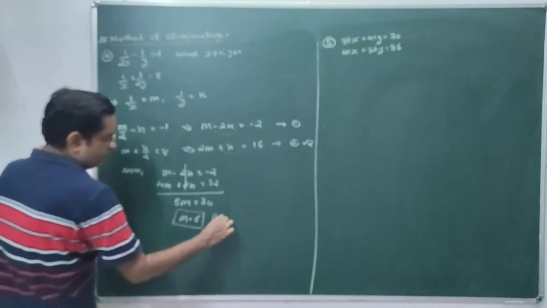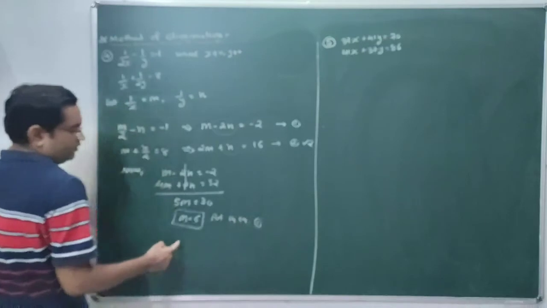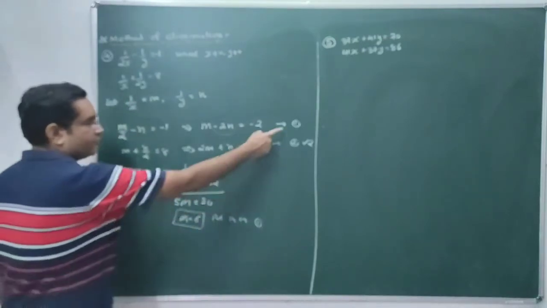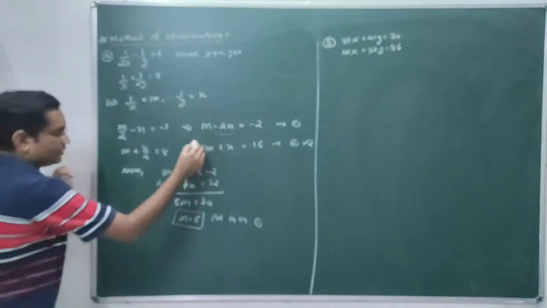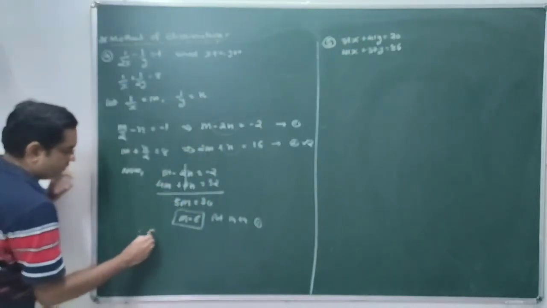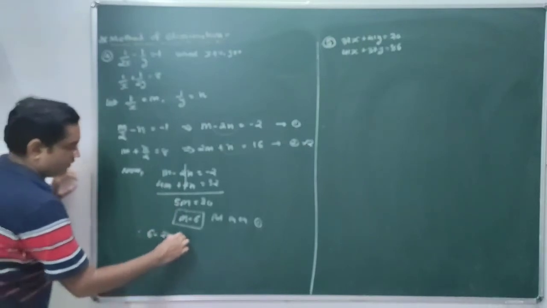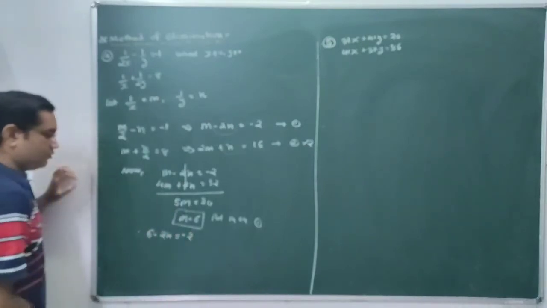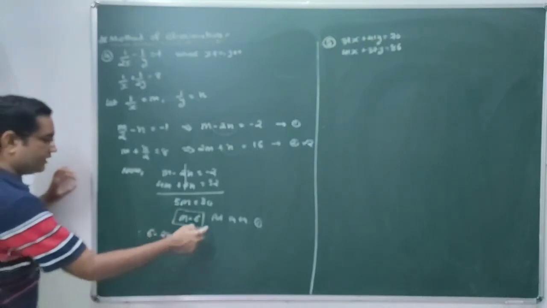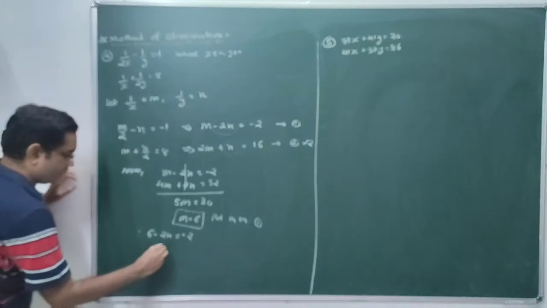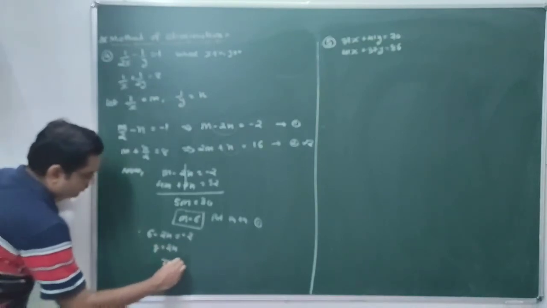Now we will put this value in either one of the equations. So put in equation number 1. Putting the value of m equal to 6 in equation number 1, we are getting the value of variable n. So put m equal to 6. Therefore it will be 6 minus 2n equal to minus 2. Take this minus 2 on the left hand side and this 2n on the right hand side. So it will be 8 equal to 2n. So we are getting n equal to 4.